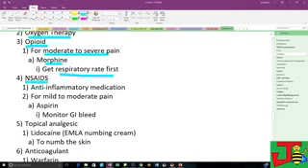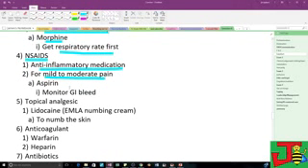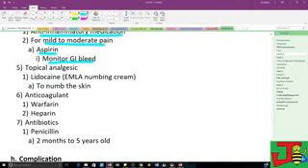Another one will be NSAIDs. NSAIDs is an anti-inflammatory medication. It is for mild to moderate pain. An example is aspirin. And one thing we need to watch out for NSAIDs is that its chronic use could lead to GI bleed.